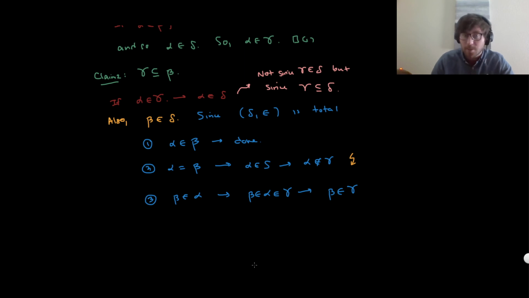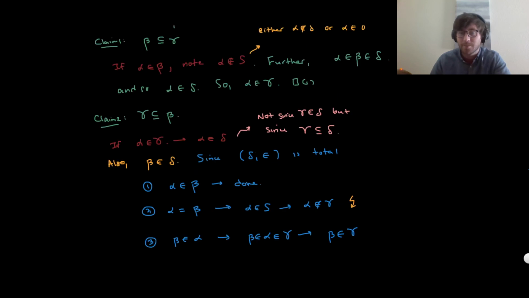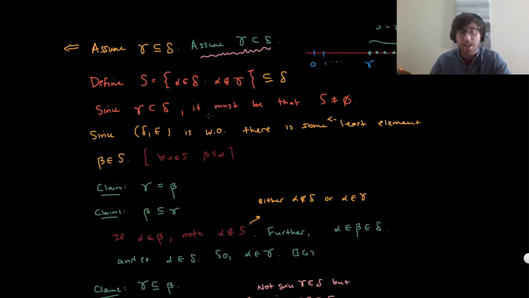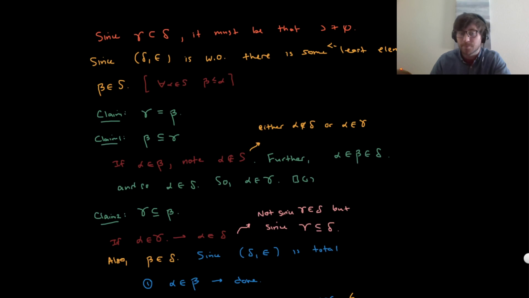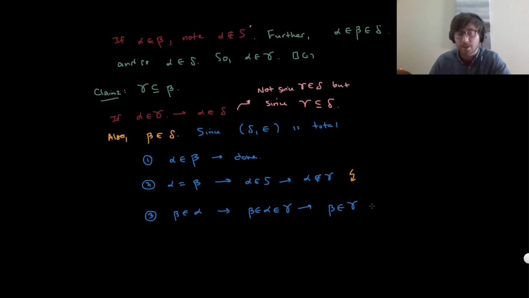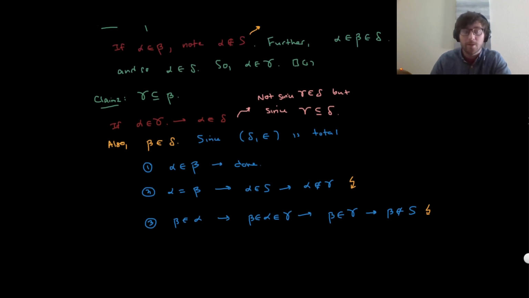But why is this a problem? Well, it's because beta is in S again. So beta is in S, which means that it can't be an element of gamma. So in other words, this would imply that beta is not in S, which is also a contradiction. But then we're done, right? This is the end of claim 2.